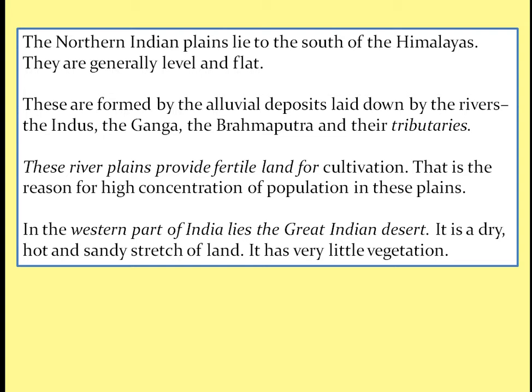In the western part of India lies the Great Indian Desert, which is also called the Thar Desert. It is a dry, hot and sandy stretch of land. It has very little vegetation. As you know, it's a desert, so there is water scarcity. That's why there is sandy soil and hot climate.